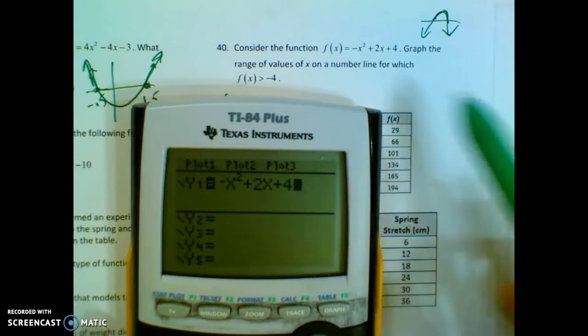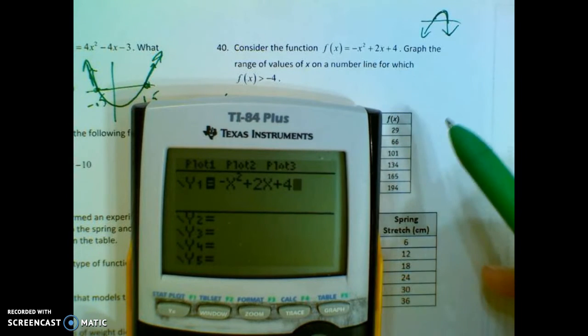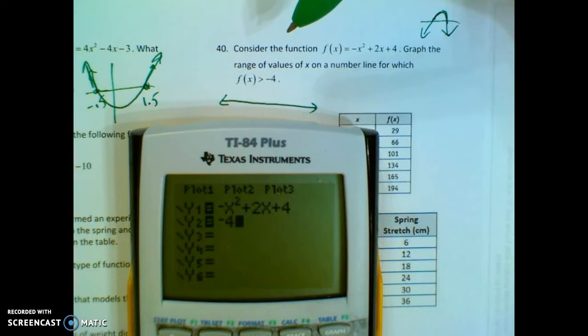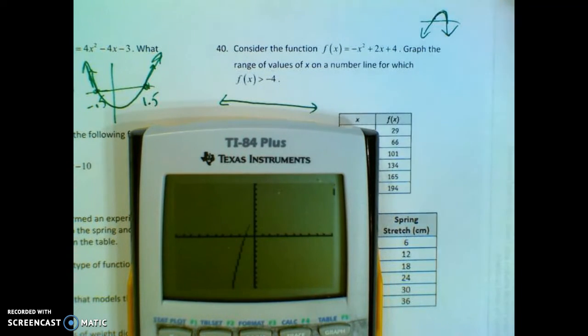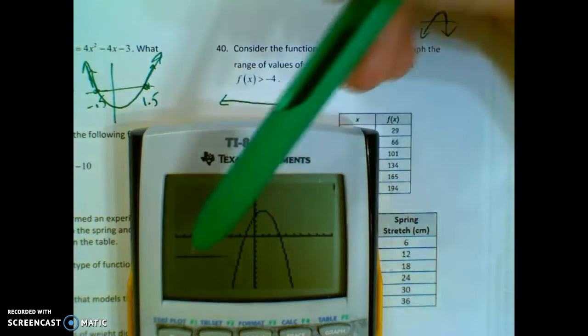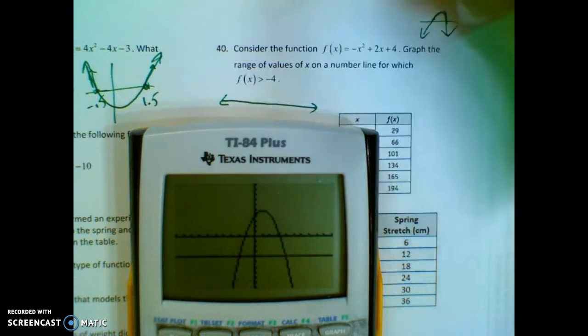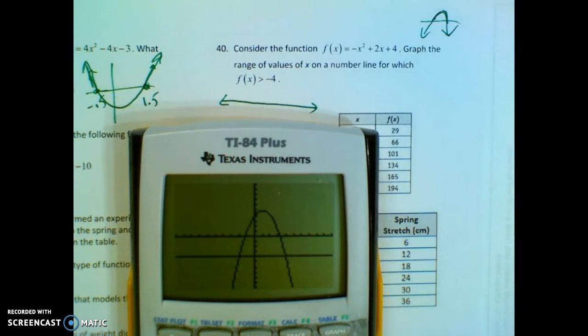So I've already gone ahead and plugged in negative x squared plus 2x plus 4, and I want it to be crossing over that negative 4 line, which is a y value. So I'm going to go down to the next one and put negative 4, and I'm going to graph my first function and my second function. I want to know when this is greater than negative 4. Well, I have to know when it equals negative 4 first. So I'm going to do my second trace.